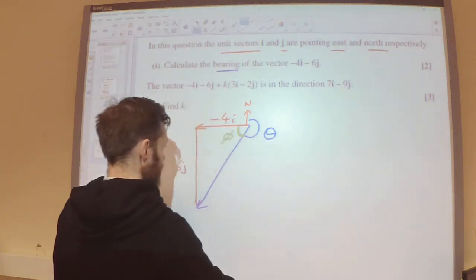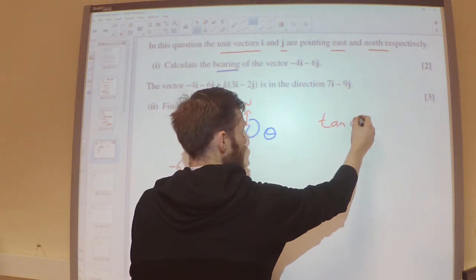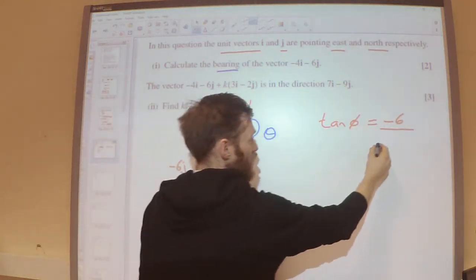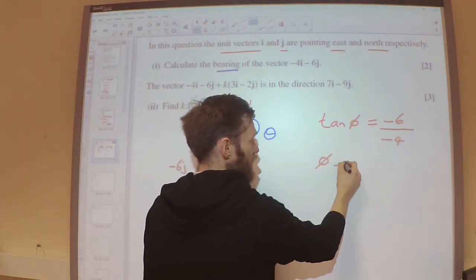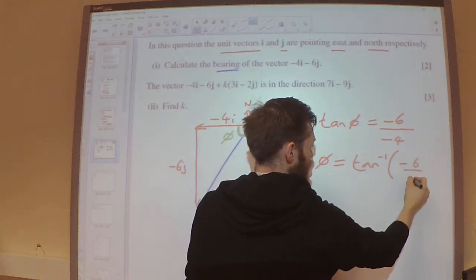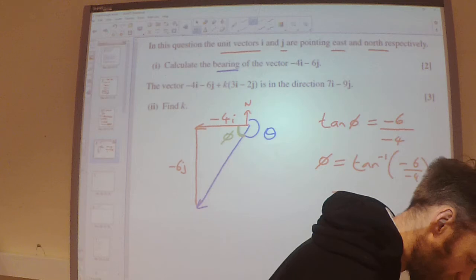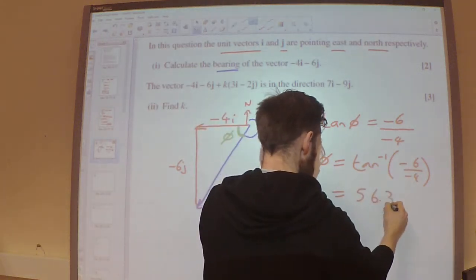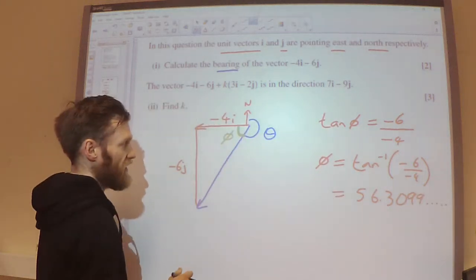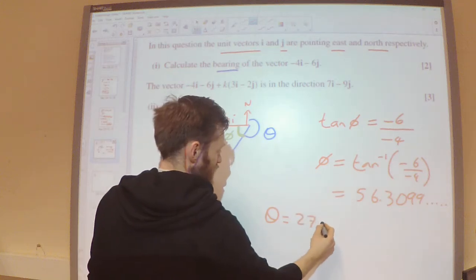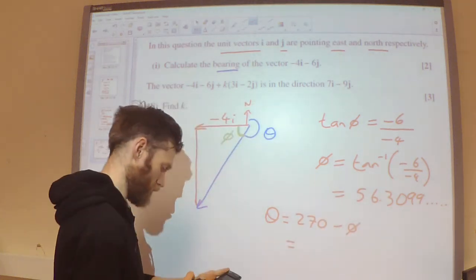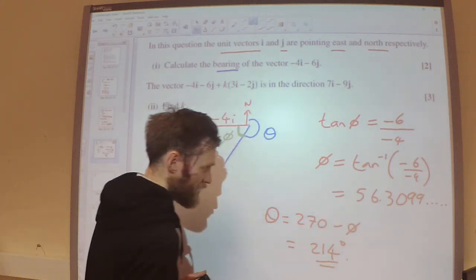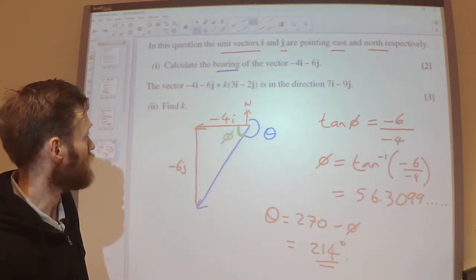So to work out that angle there, I'm going to do tan of phi is equal to the opposite, which is minus 6, divided by the adjacent, which is minus 4. So phi would equal tan inverse. If I type that into my calculator, I'm going to get 56.3099. So my bearing then, theta, would be 270 minus that answer, which is going to be 214 to 3 significant figures. Okay, so that's part I of that question.